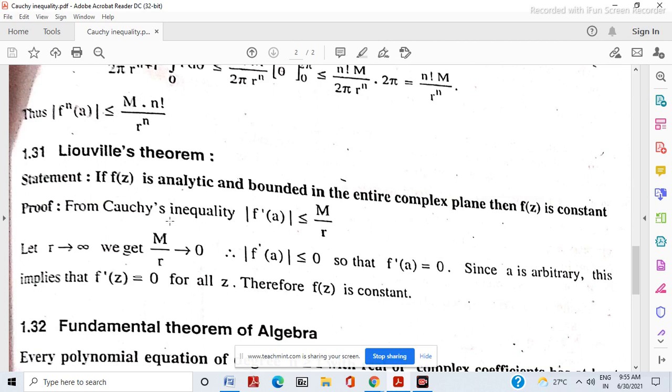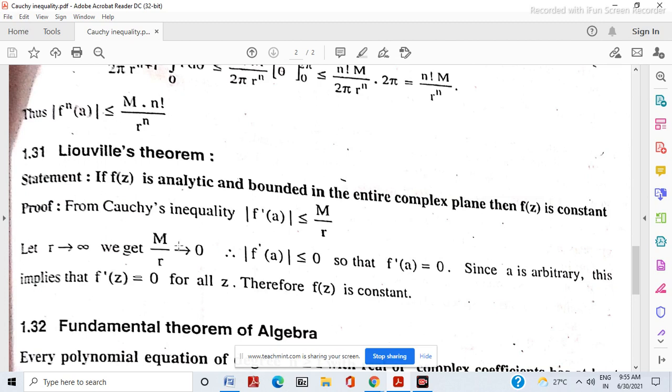We are considering here not a circle, but we have explained that Cauchy's inequality is applicable for a circle with the center at a and radius r. But when it comes to Liouville's theorem, it should be analytic and bounded in the entire complex plane. So we have to imagine that r tends to infinity. It's not a circle. R tends to infinity means it will cover the entire complex plane.